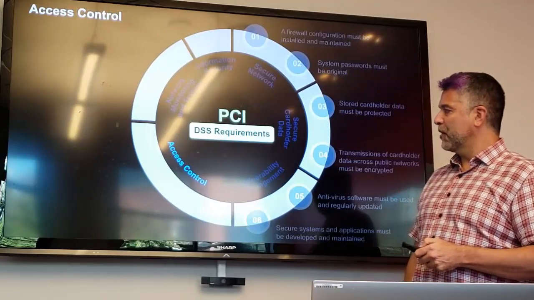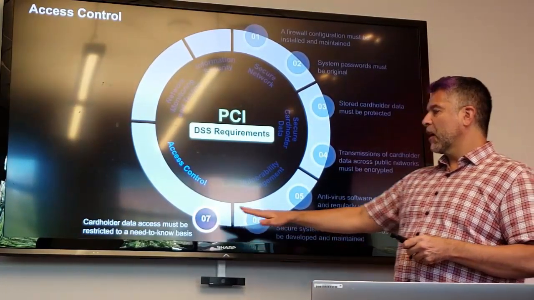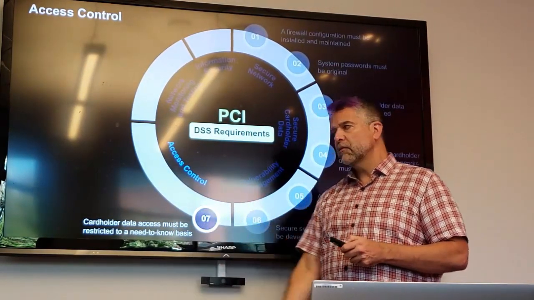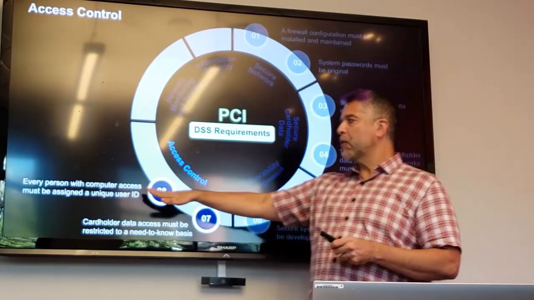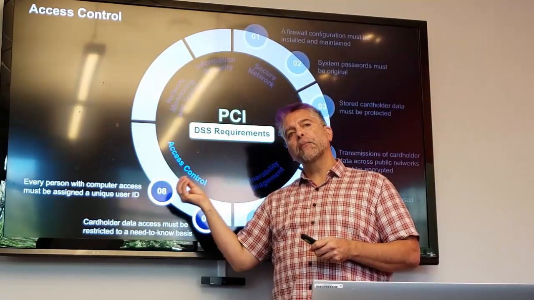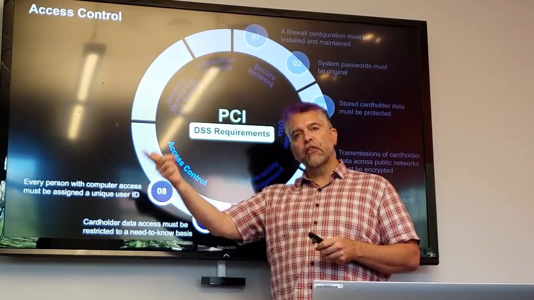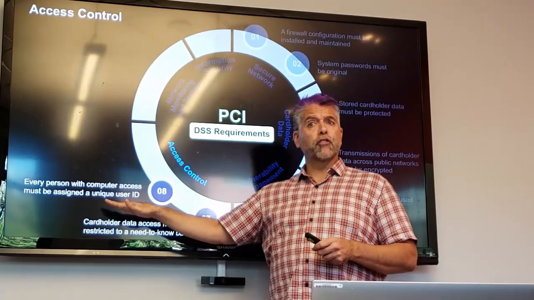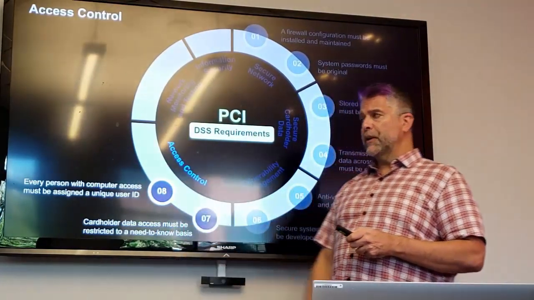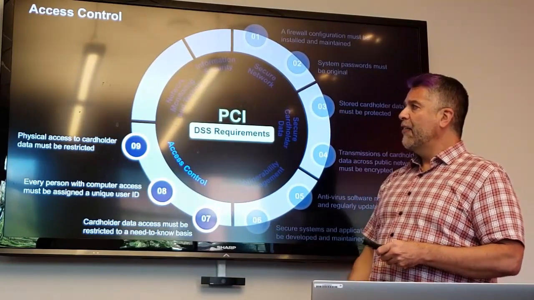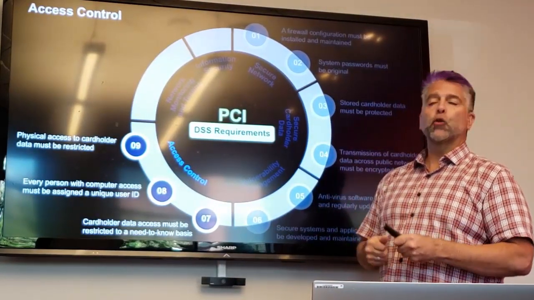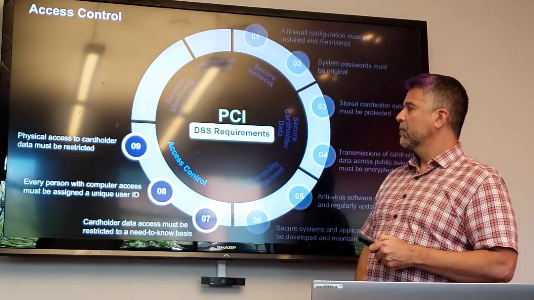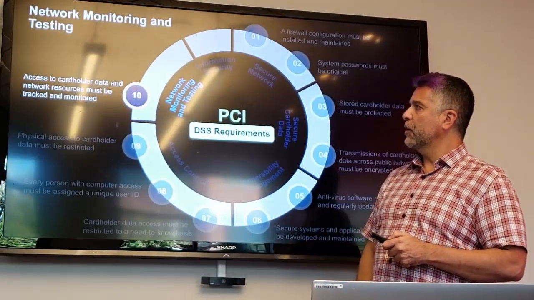Under access control, we've got some subcategories. Cardholder data access must be restricted on a need-to-know basis. Who can see it? Every person with access to any of our computer systems, like our IIS servers, our SQL servers, everybody must have a unique user ID. We're not all just logging on as administrator, you know, with the administrator password. And then physical access to cardholder data must be restricted. Physical access to the data. That's all under our access control. Network monitoring and testing, a couple items here.